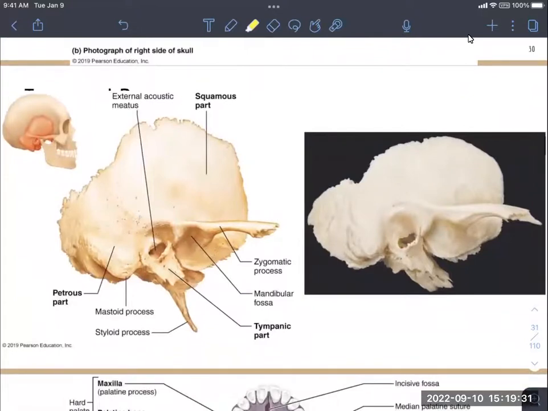Here's another shot of just the temporal bone. We do have these bones in the lab. Have just the temporal bone. So if you see that, no, this specifically is that temporal bone, because here you can see that external acoustic meatus. That is that outer ear. We have that mastoid process, styloid process, mandibular fossa, zygomatic process, tympanic part, all part of the ear.